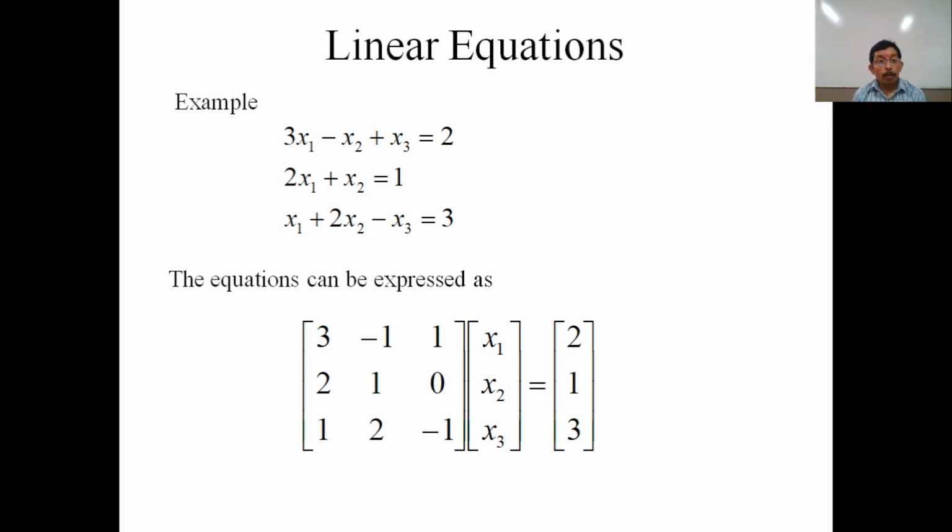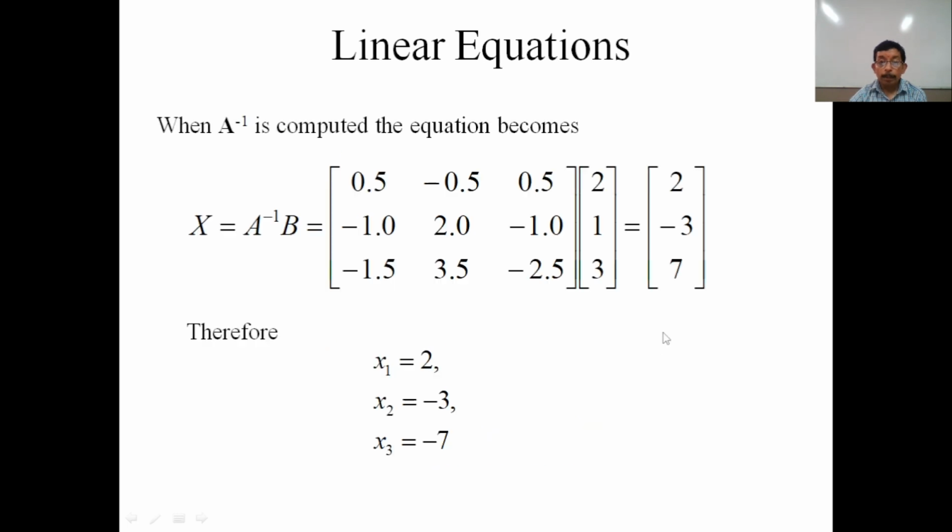Now the unknown values, there are three unknown values x1, x2 and x3, represented in the column matrix X. It is clear, and the constant values on the right side of the equation are 2, 1, 3. This is represented by B. It is clear, A, X, B is clear, everyone?